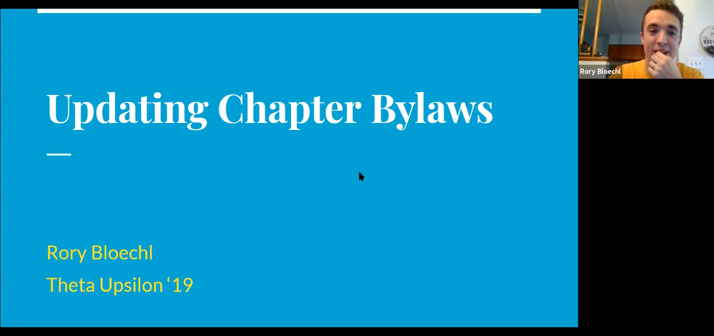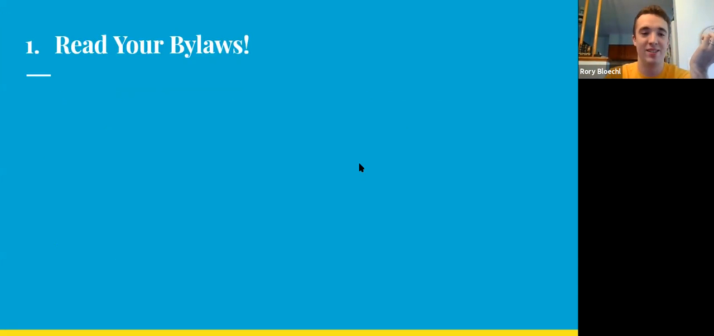So the first thing to do, and an obvious one, read your bylaws. They're sitting there, they exist, I'm sure, I hope they exist anyway. A lot of times the bylaws can be very long and wordy, with a lot of things going on in there that nobody knows is happening. So really, before you can update them, you need to know what they currently say.